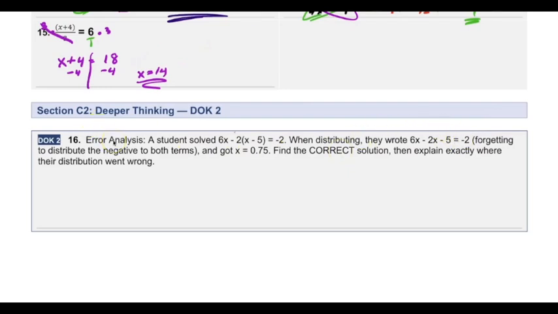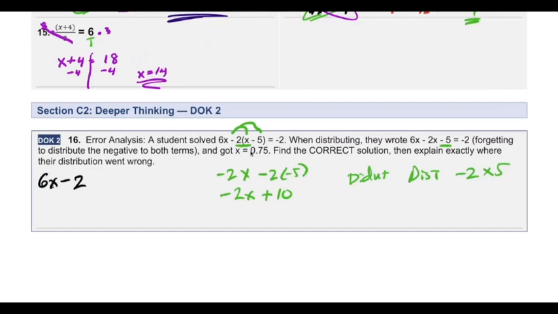When you distribute, it should be -2 times x and -2 times -5, which would get you -2x plus 10. It looks like they only distributed by the first item, not by 5. So they didn't distribute -2 by 5. It's like they only did it for the x, not the 5. So that's that. Now they want me to solve it like normal. Okay, we can do that.